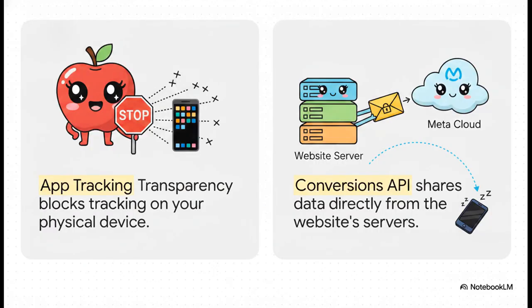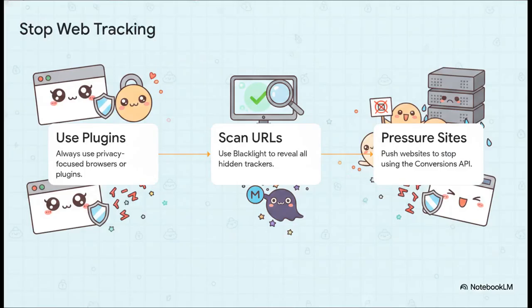To completely bypass Apple's roadblock, Meta started heavily pushing something called the Conversions API. Since Apple blocked tracking on your physical smartphone, Meta just went around the device entirely. The Conversions API allows a business's website to share the data they collect on you directly from their servers over to Meta's servers. So it tracks you continuously, it never even touches your phone, and it makes it completely immune to Apple's privacy protections.